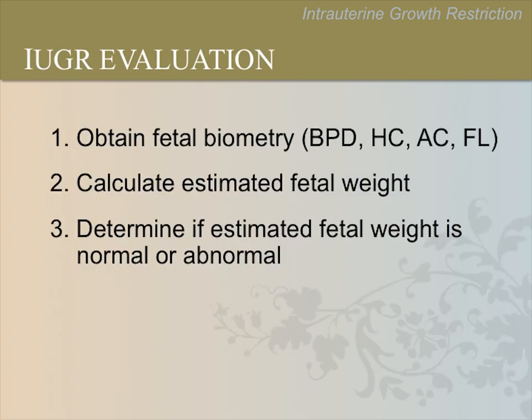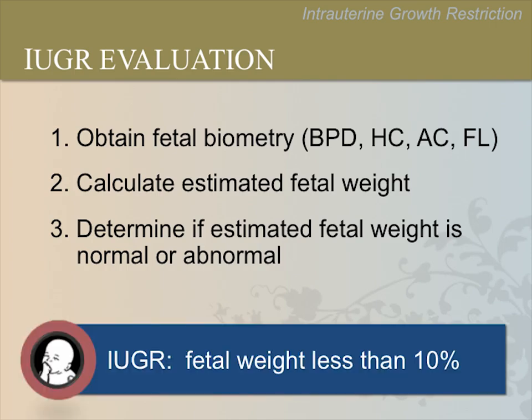To summarize, the first component of evaluating for IUGR is to obtain fetal biometry, which means measuring the fetal biparietal diameter, head circumference, abdominal circumference, and femur length. Then, calculate the estimated fetal weight and determine if the fetal weight is normal or abnormal compared to other fetuses at the same gestation. Intrauterine growth restriction is defined if the fetal weight is less than the 10th percentile, which means smaller than 90% of fetuses of the same gestational age.